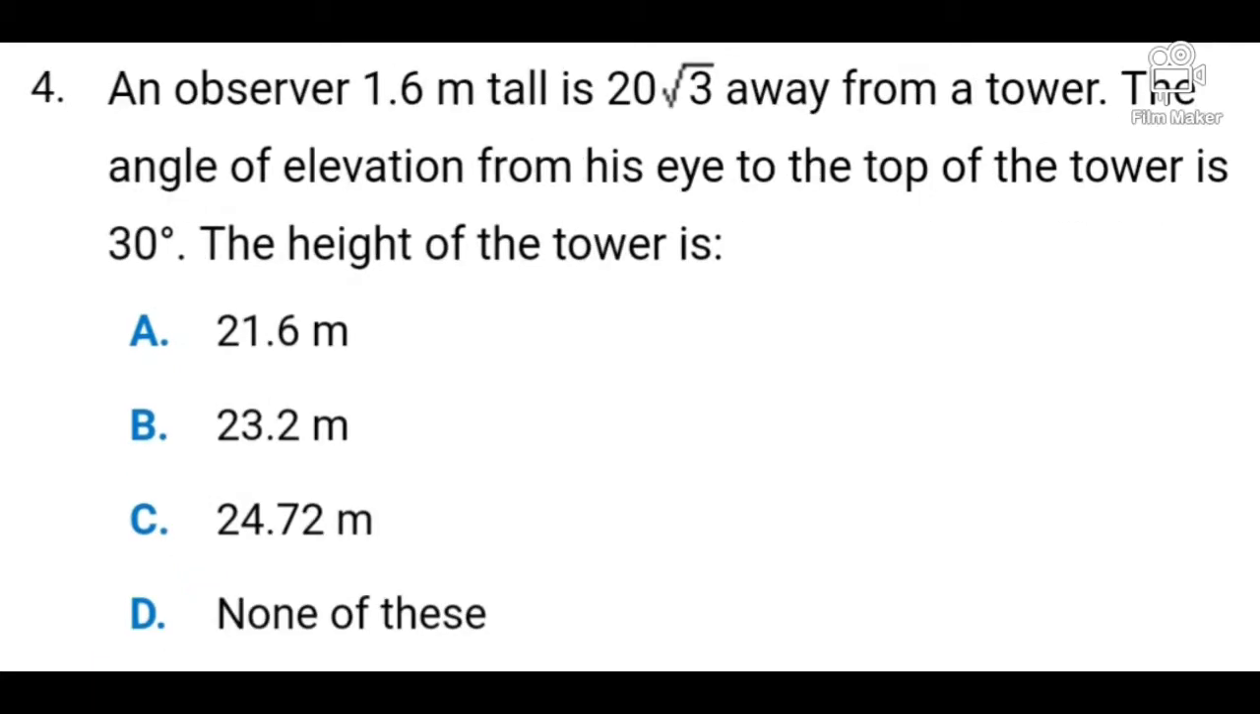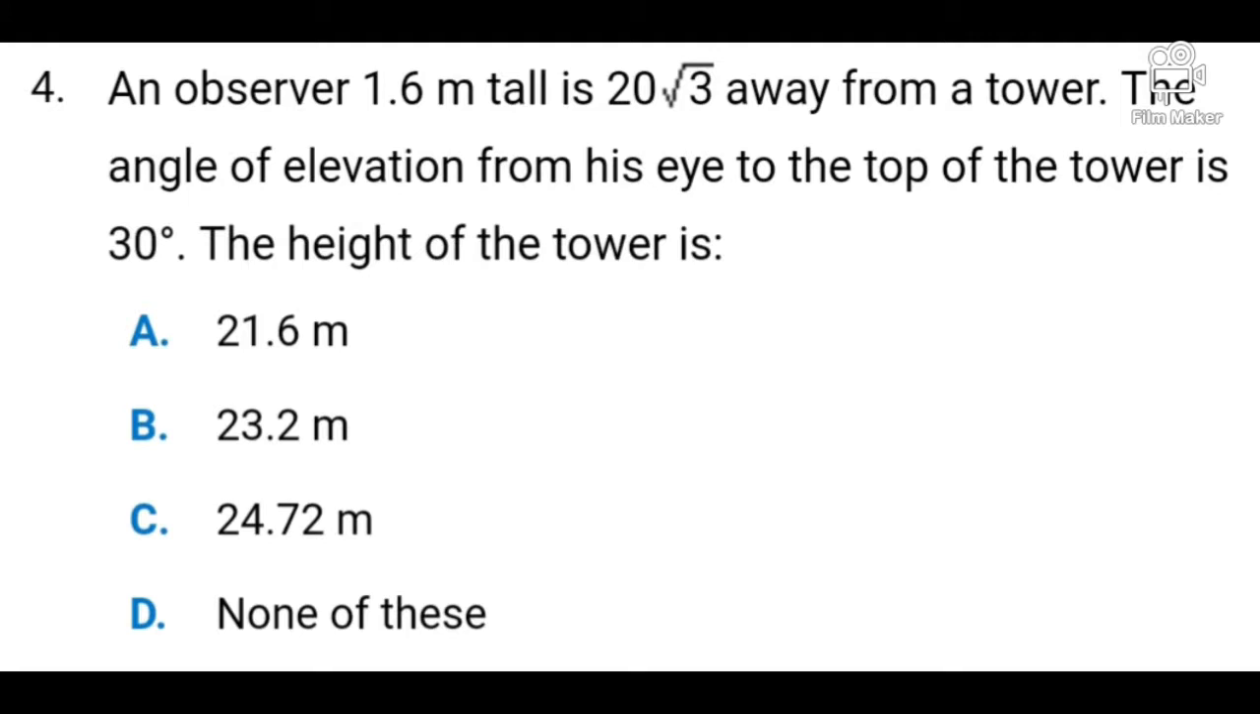So the next question is, an observer 1.6 meter tall is 20 root 3 meter away from the tower. The angle of elevation from his eye to the top of the tower is 30 degree. The height of the tower is, so here the various options are A 21.6 meter, B 23.2 meter, C 24.72 meter, and D none of these.